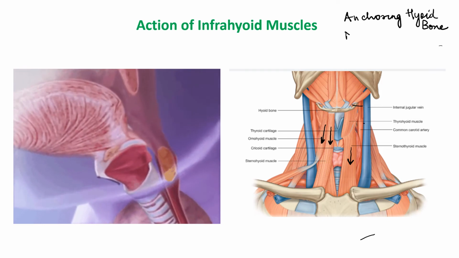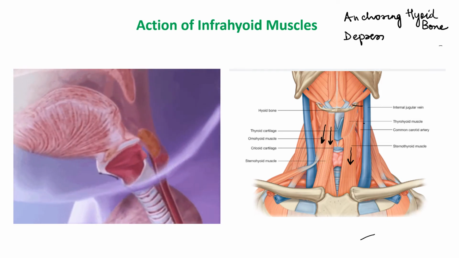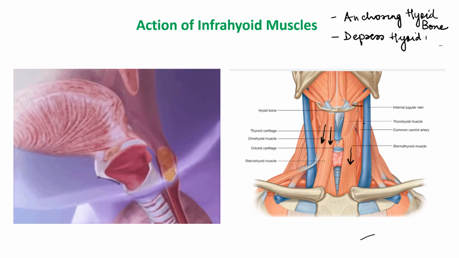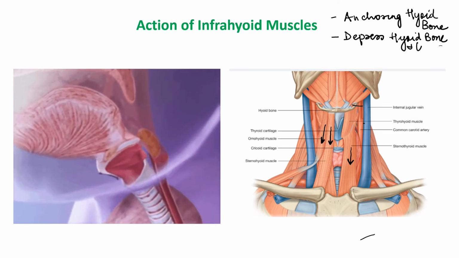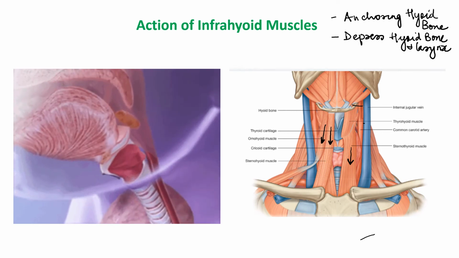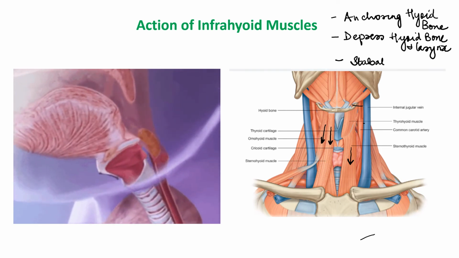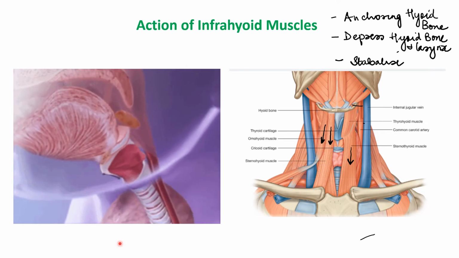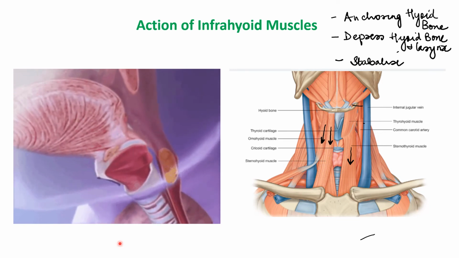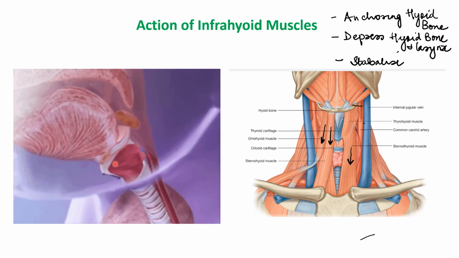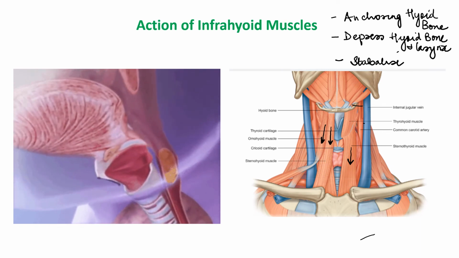So once they depress all these structures, the hyoid bone and the larynx, as well as they stabilize these bones. So in this picture, you can see how the action is taking place, how the depression of the larynx as well as the depression of the hyoid bone is taking place.